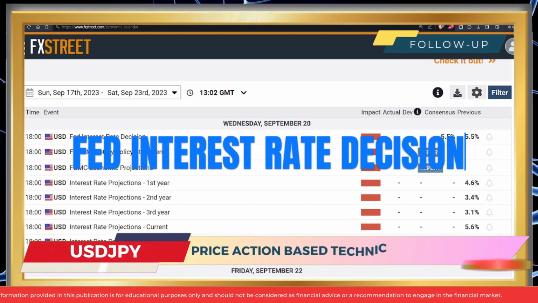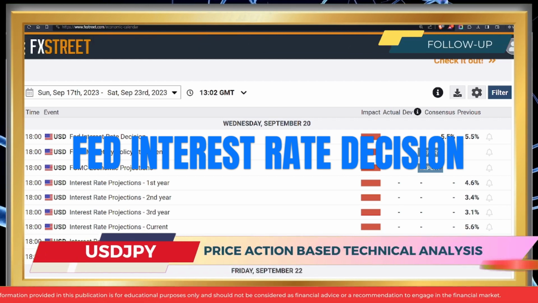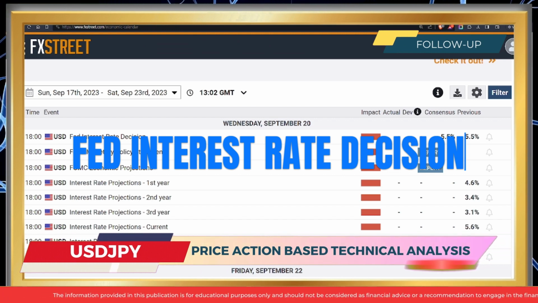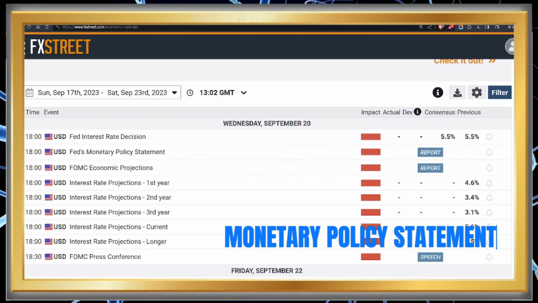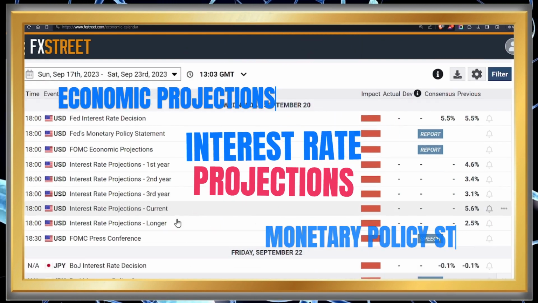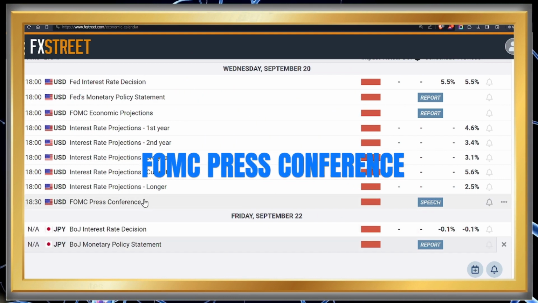This is one of the major events we are looking forward to this week. It's a critical tool for managing inflation and supporting economic stability, and the majority are looking forward to no change in interest rate on this one. Then we have the monetary policy statement, the FOMC economic projections, the interest rate projections, and of course, finally, the FOMC press conference, which will be addressed by the Federal Reserve Chair following the interest rate decision, providing insight into the central bank's economic outlook, policy decisions, and the rationale behind these decisions.